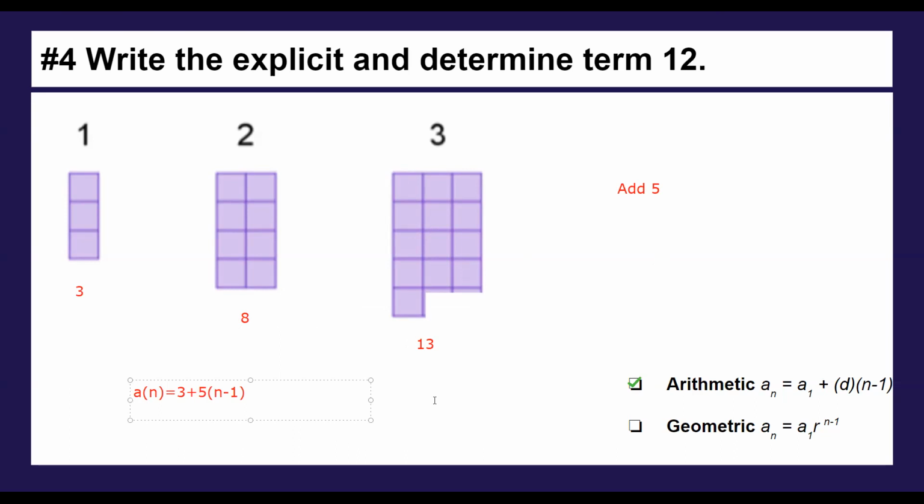Now we're finding the 12th term, so I'm going to change my n to a 12. 3 plus 5 times 12 minus 1 on the inside of the parentheses, and then we can begin to simplify. So we have 3 plus 5 times 11. 5 times 11 is 55, plus 3 is 58. So if I continued this pattern and drew all 12 terms, my last term, term 12, would have 58 squares.